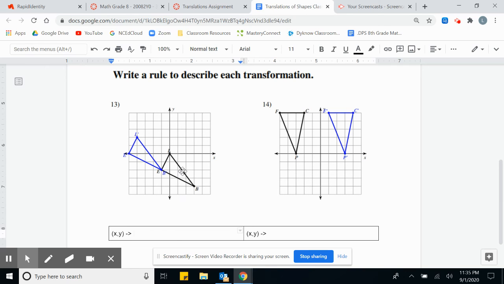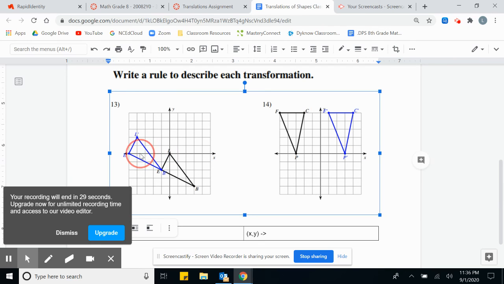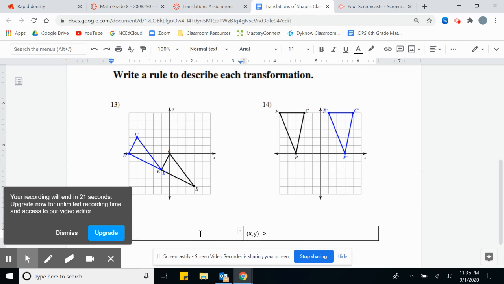So we're going to go for L. We see that L is at the origin, which is represented by 0, 0. And if you were to look at L prime, you notice that it went 4 units to the left and 2 units up. All right. If we were tracking that rule, we'll see that x is going to the left by 4 and went up by 2. Okay. Try 14 on your own.